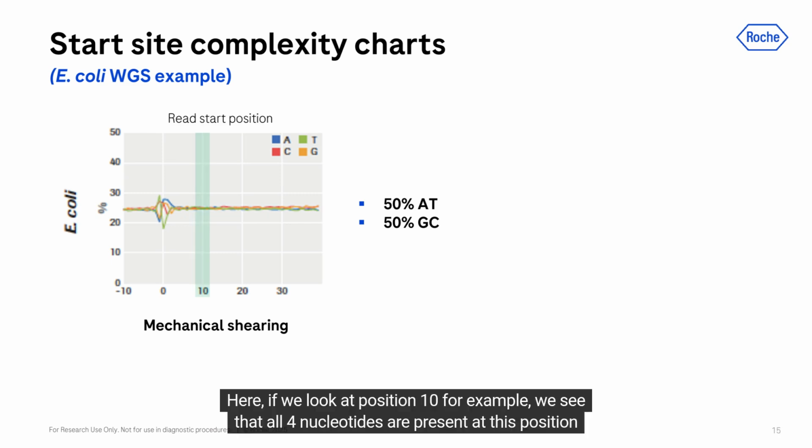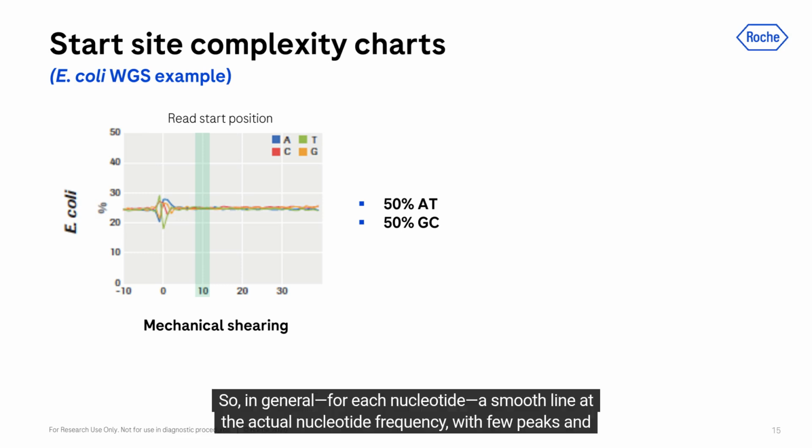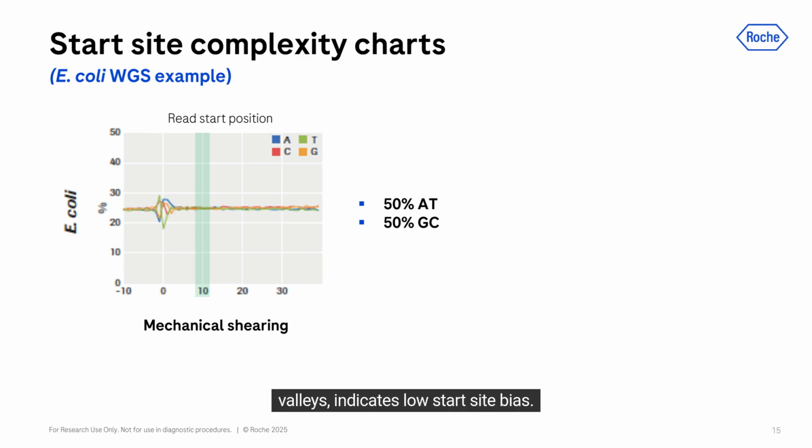Here, if we look at position 10, for example, we see that all 4 nucleotides are present at this position in equal amounts, which is what we would expect for unbiased sequencing of this genome. So, in general, for each nucleotide, a smooth line at the actual nucleotide frequency with few peaks and valleys indicates low start site bias. Now let's look at the results from tagmentation.